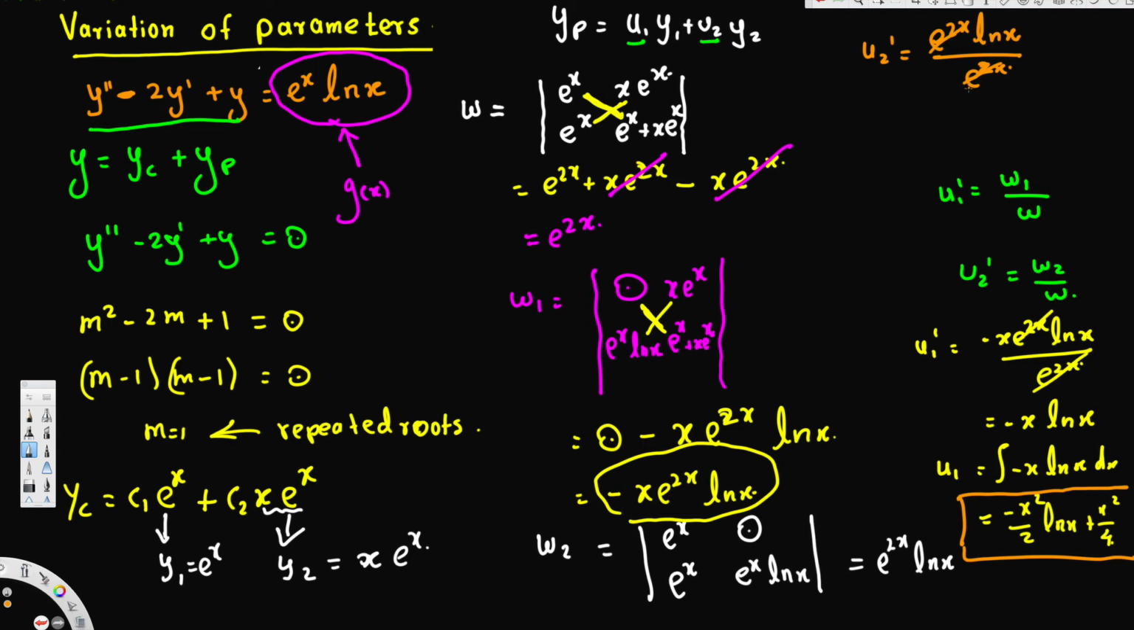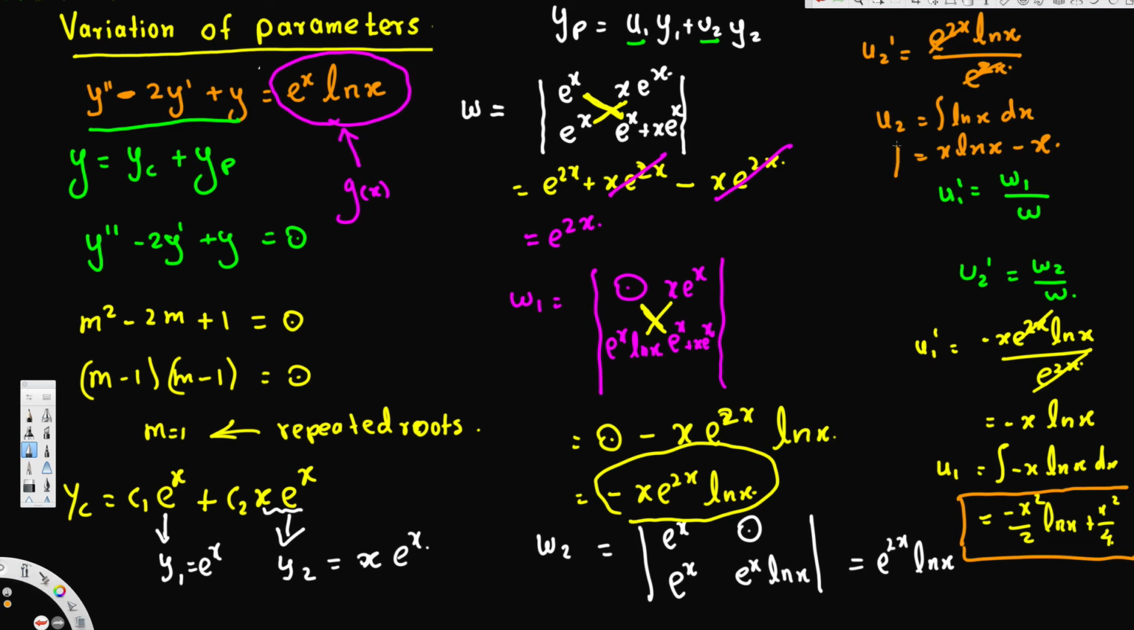And if you integrate ln x with respect to x, u2 is going to be the integration of ln x with respect to x. If you do that, you are going to get x ln x minus x. Okay, now we have found u2 and u1.